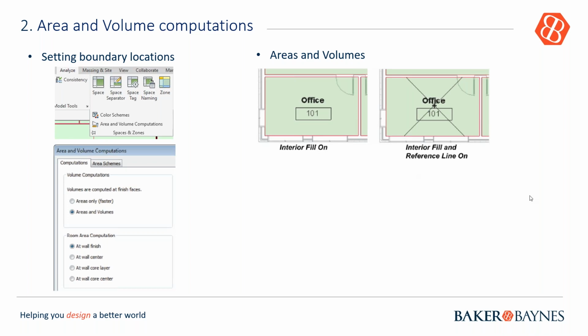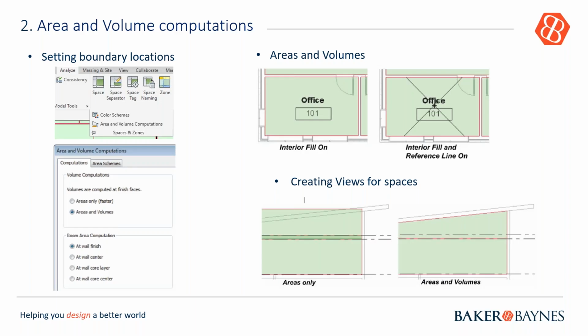When we talk about creating views for spaces, by default, the spaces only display when you hover the cursor over them. To help you place the spaces, what you need to do is create a view that displays them as well as the limit. So you go into your visibility graphics, go under your model categories and set it on, right? Like I said, I am going to show you how to do it in Revit, just for presentation purposes now.